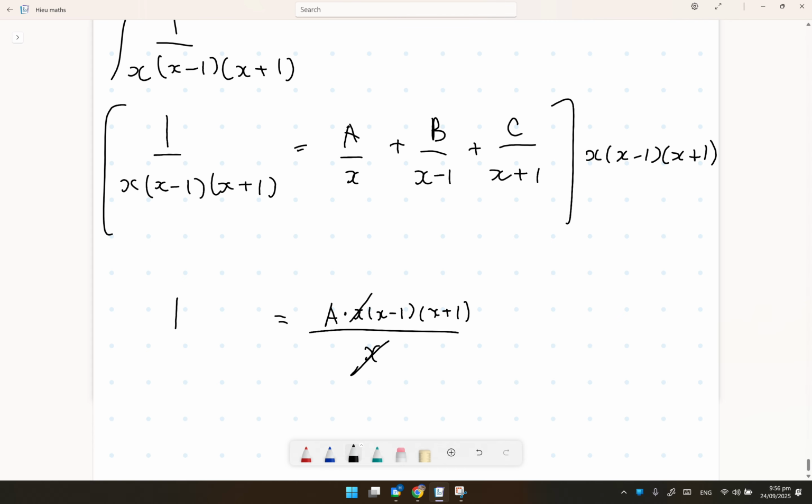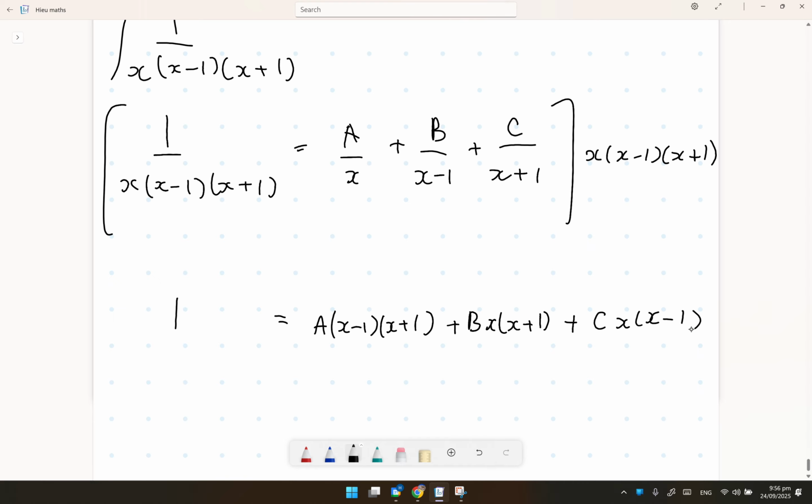Therefore, the x cancels, and we end up with just simply x minus 1, x plus 1. Same story happens with b. b is already on top of x minus 1, and so we cancel out x minus 1. It's simply b times x plus 1. Same for c. c is already over x plus 1, and so we cancel out x plus 1, which gives us c times x, and then x minus 1.